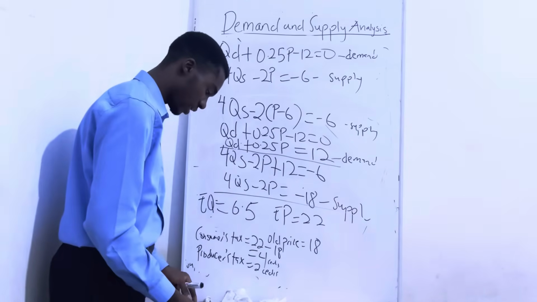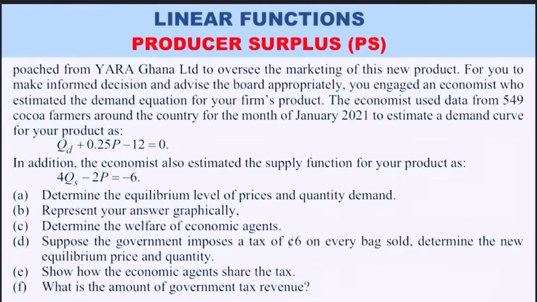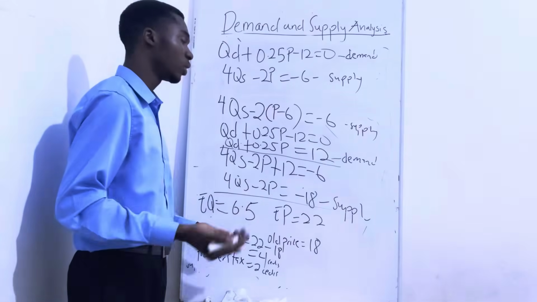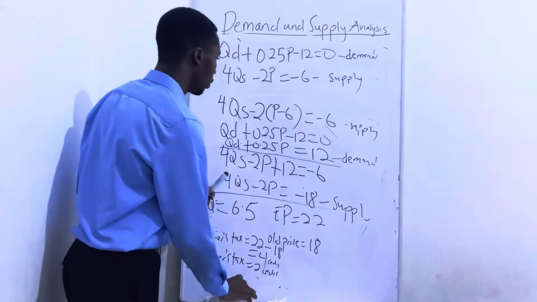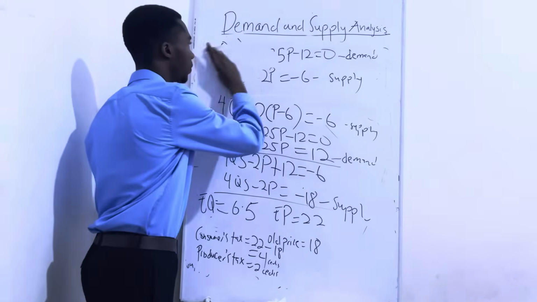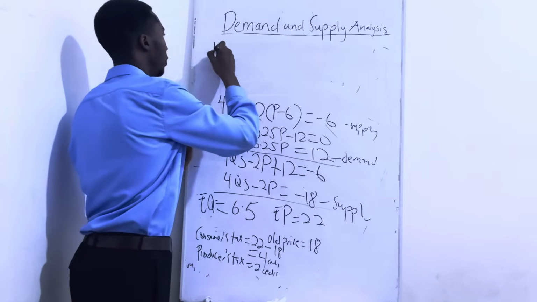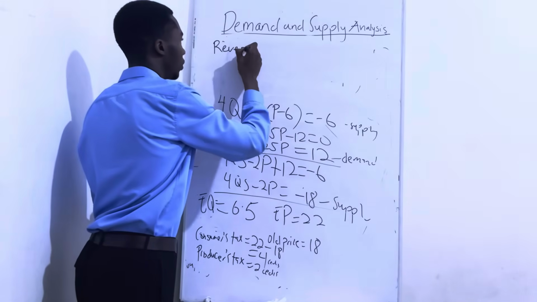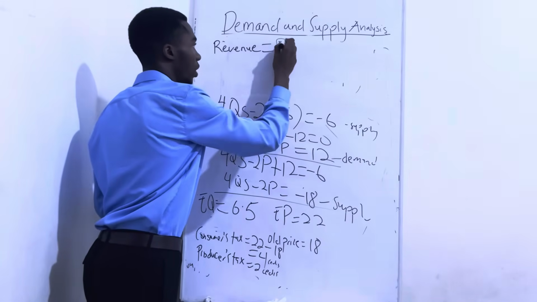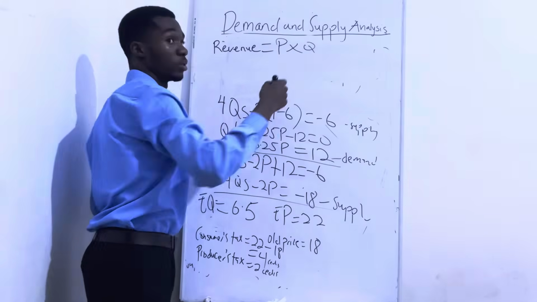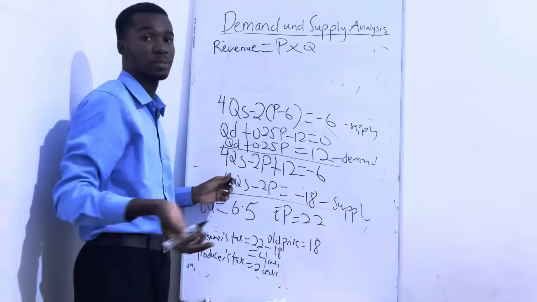Now let's look at the last question. The last question says, what is the amount of government tax revenue? The amount of revenue the government is making. So how do we calculate the revenue? So we all know that the revenue is equal to the price times quantity. From accounts, total revenue is equal to the price times the quantity.